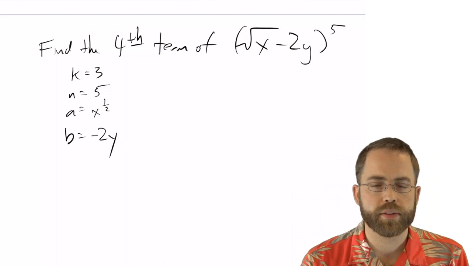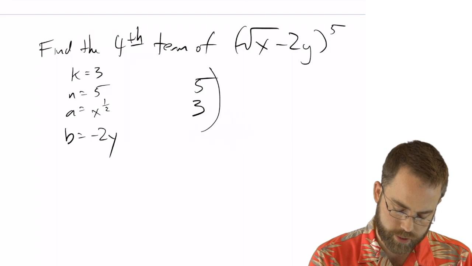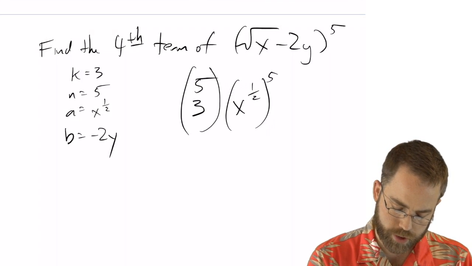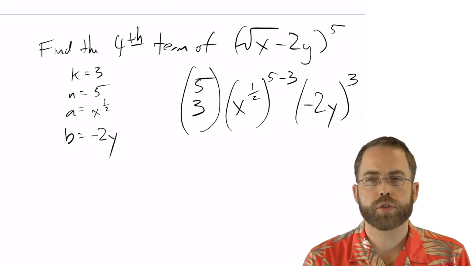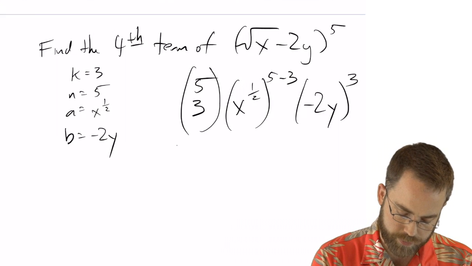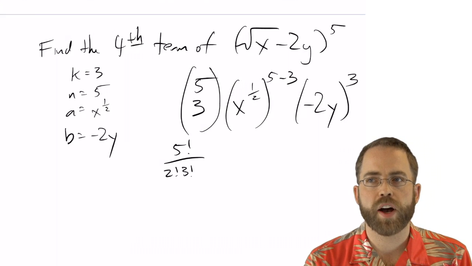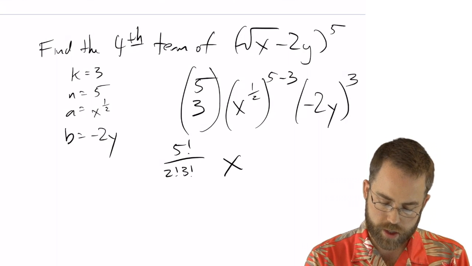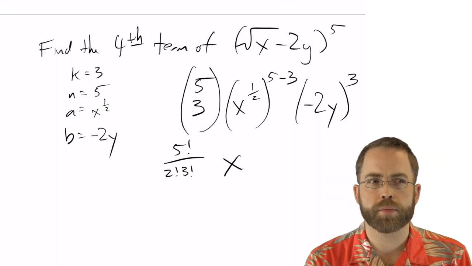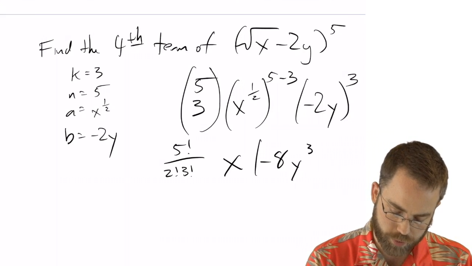Okay, so we put this into the formula, and we say that we've got n choose k times x to the 1/2 to the 5 minus 3 and negative 2y to the 3. Okay, so 5 choose 3 is 5 factorial over 2 factorial, 3 factorial. And 5 minus 3 is 2. 1/2 exponent to the 2 is just x. And then negative 2 times negative 2 times negative 2 is negative 8. And then y times y times y, like that.